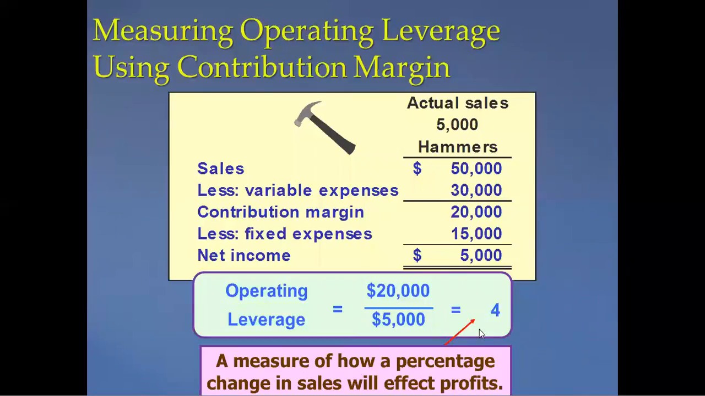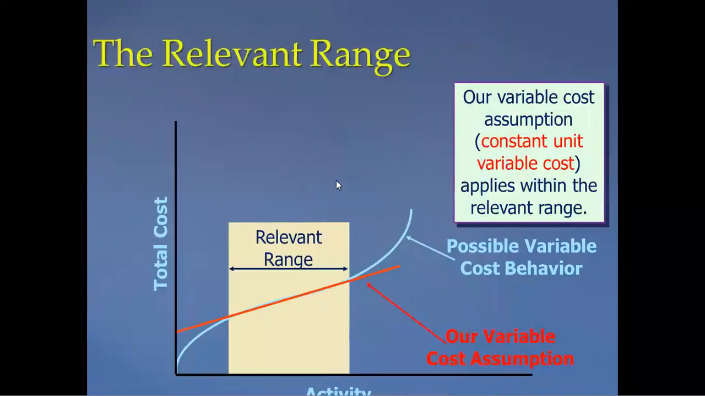So if the operating leverage is high, then the change in sales will result in a greater change in profitability. If the operating leverage is low, then increases in sales will not result in very much increase in profits. And we'll talk about that concept when we go over the homework as well.